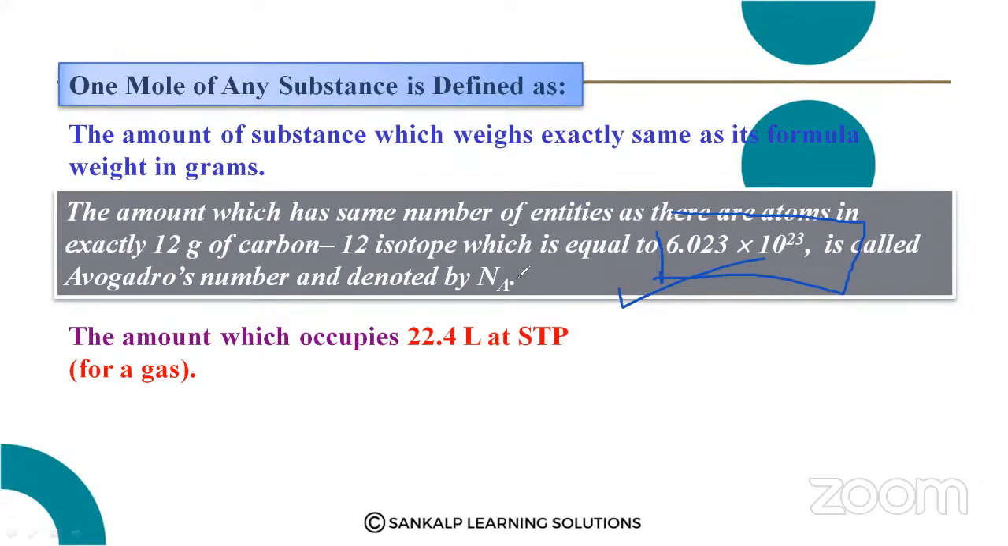Whenever the amount of substance is given, you have to multiply it with Avogadro's number. Now, whenever the amount occupies 22.4 liters at STP, that is when it is a gas, you have to calculate in terms of STP, that is 22.4 liters. So based on this, we'll see.